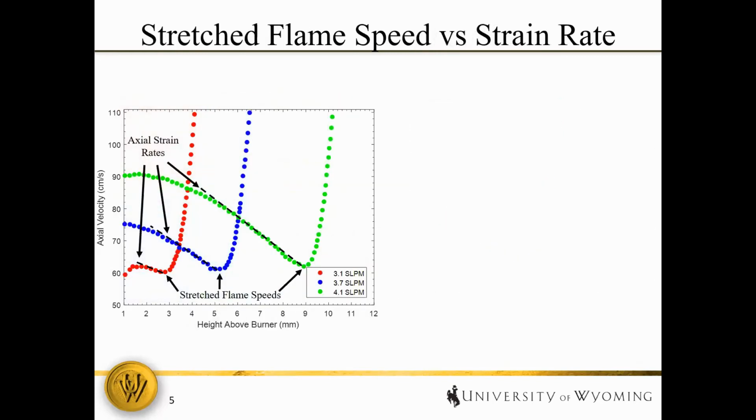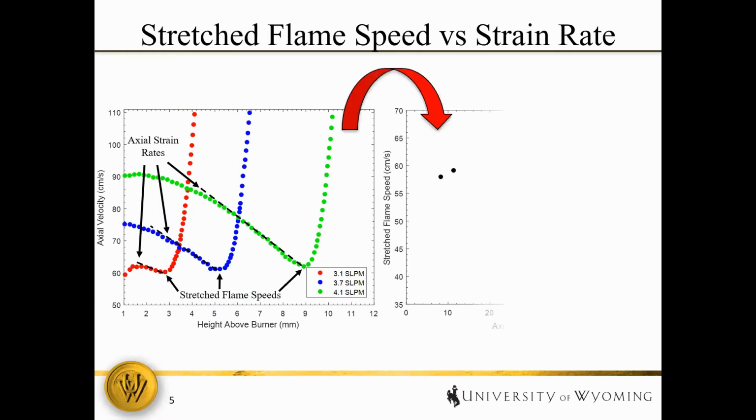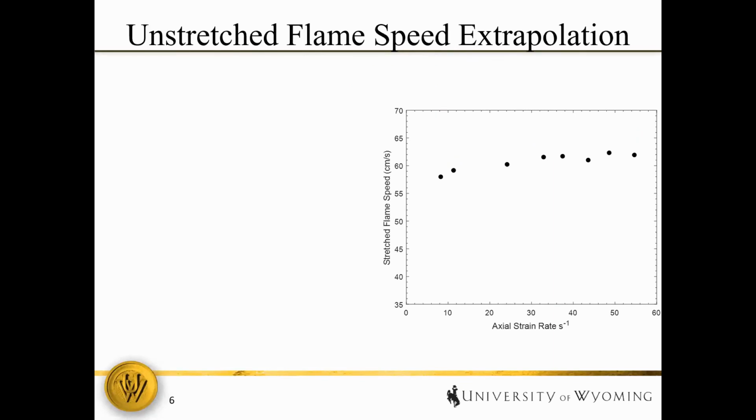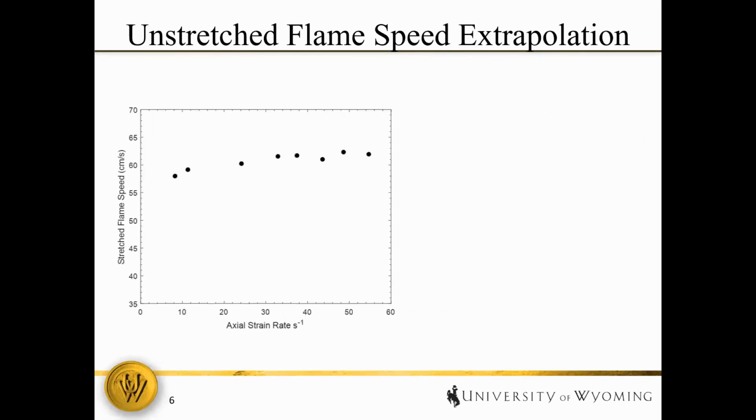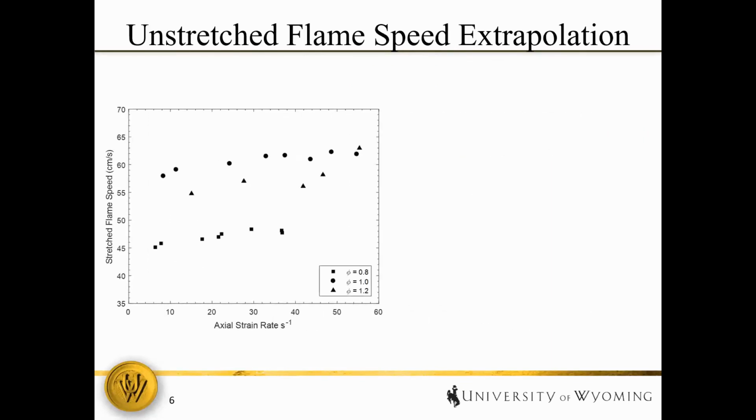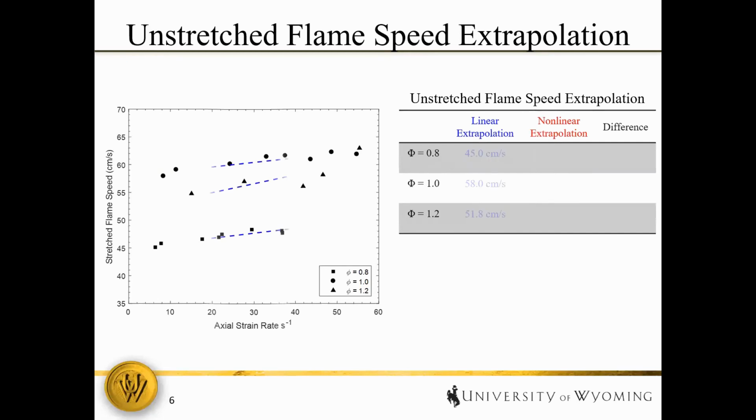This process was repeated over a range of volumetric flow rates, and the corresponding stretch flame speeds were plotted as a function of axial strain rate. Once again, this process was repeated for both fuel-lean and fuel-rich cases. Using these measured properties, an unstretched flame speed can be approximated by extrapolating to zero axial strain rate. The first and simplest approximation uses a linear extrapolation and finds flame speeds ranging in value from 45 centimeters per second to 58 centimeters per second.